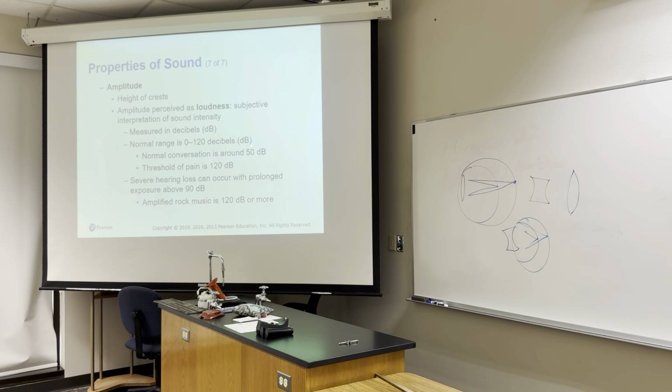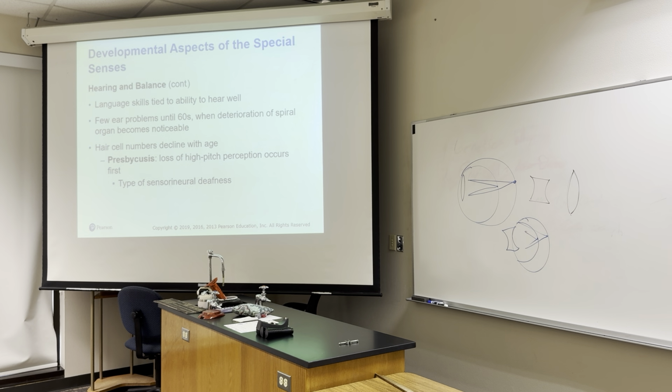Normal conversation is around 50 decibel, and threshold of the pain is 120 decibel. So when it's like really high, it's gonna start feeling like pain. Severe hearing loss can occur with prolonged exposure above 90 decibel. So hearing and balance is the function of your ear, right? Language skills tied to the ability to hear well, and then few ear problems until 60s, when deterioration of the spiral organ becomes noticeable. And hair cell number decline with age.